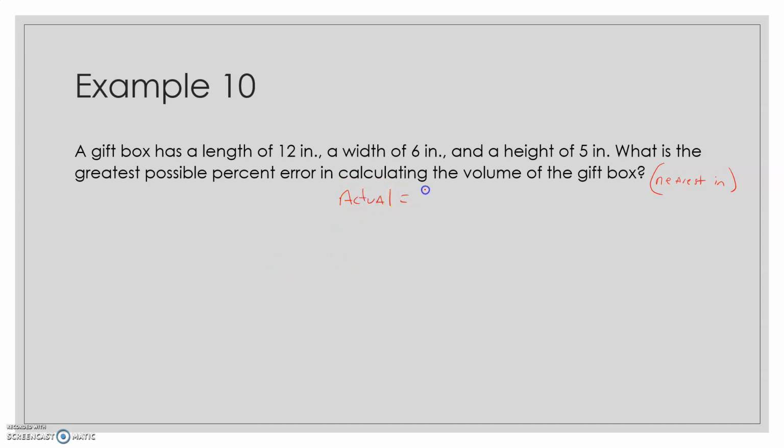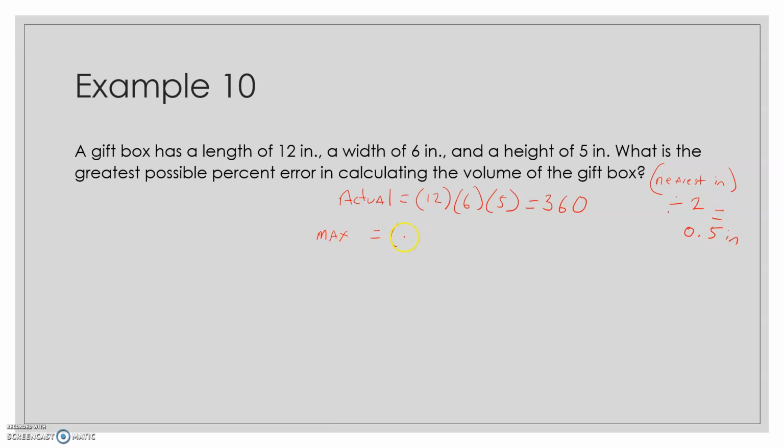Our actual amount, we're talking about volume, and volume is length times width times height. So the actual volume is 360 inches cubed. And then we want to know greatest possible error to the nearest inch. And so for each of these, we could go for our maximum. We could go up by half an inch. Again, we're going to divide that by 2. And so that tells us it can be half an inch on either side.